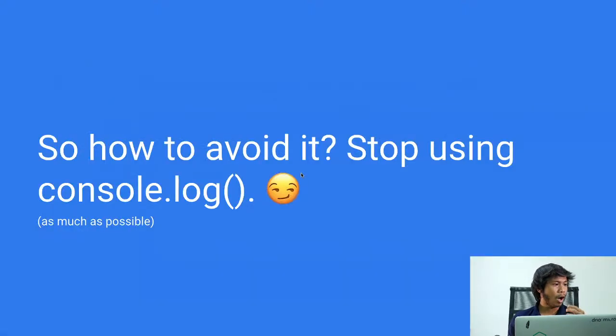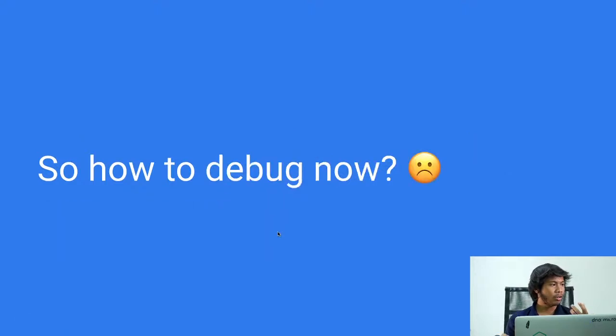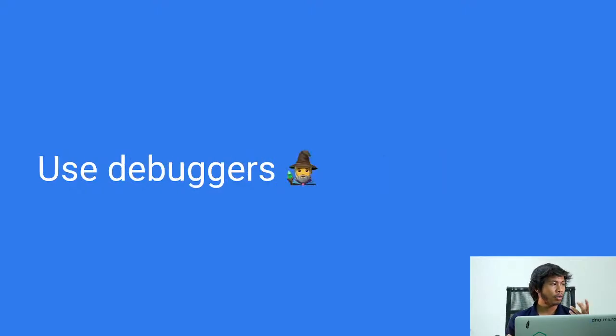Next is how to avoid it. It's simple. Stop using console log as much as possible. So the question here is how to debug now. To debug now, use debuggers. Using a debugger makes you a wizard.